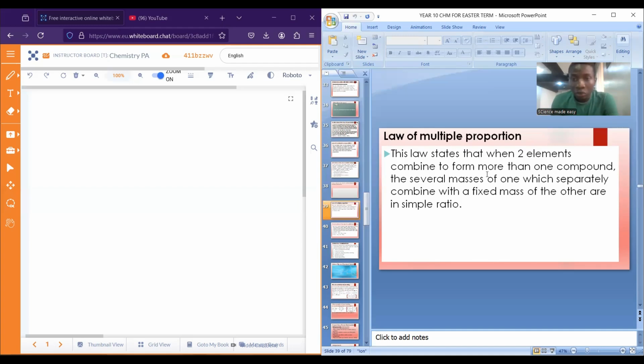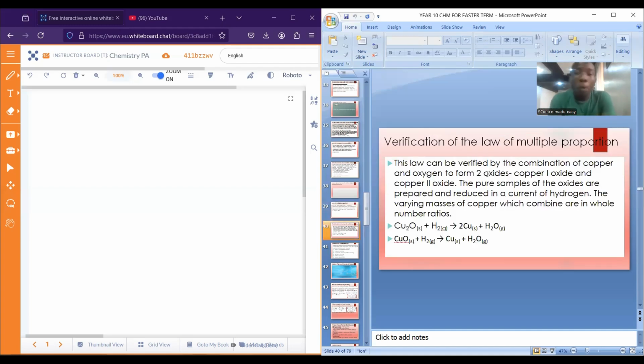The verification that they use to explain this one, for example, is that copper and oxygen can combine together, and they can give us copper(II) oxide, and they can also give us copper(I) oxide. So that means when copper and oxygen combine together, it gives us more than one compound. So if a mass of copper reacts with a fixed mass of oxygen, they react to give us more than one chemical compound.